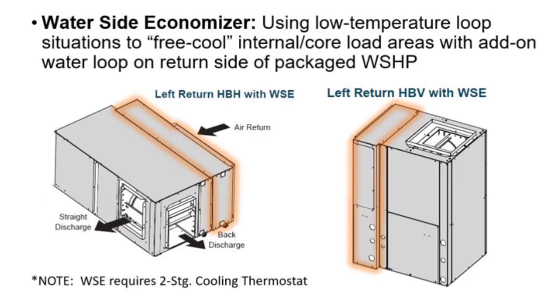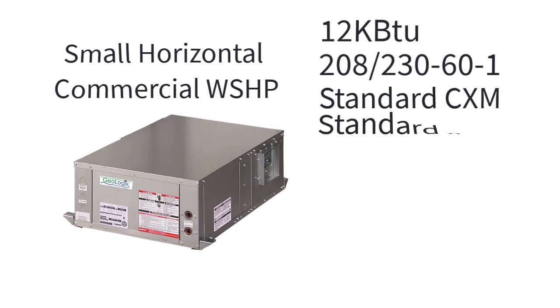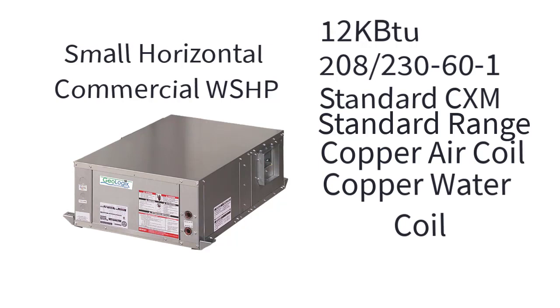Finally, a water side economizer is an additional water-to-air heat exchanger added to the water source heat pump to enable free cooling when loop temperatures are cold enough. Like the extended range package and the ultra quiet package, this water side economizer is only available factory installed. For the sake of our sample system, we're going to choose a standard copper air coil and a copper water coil.